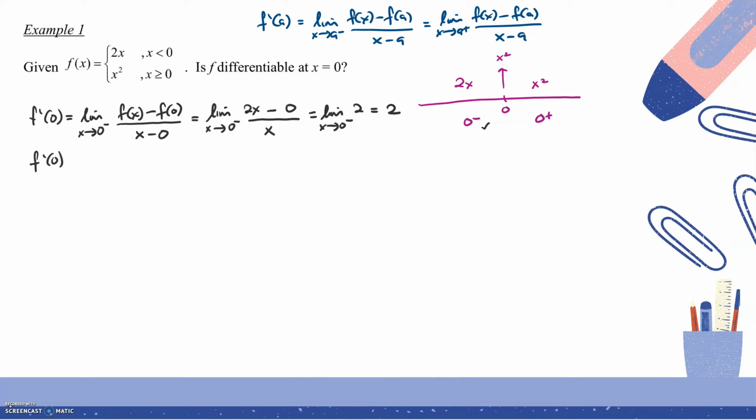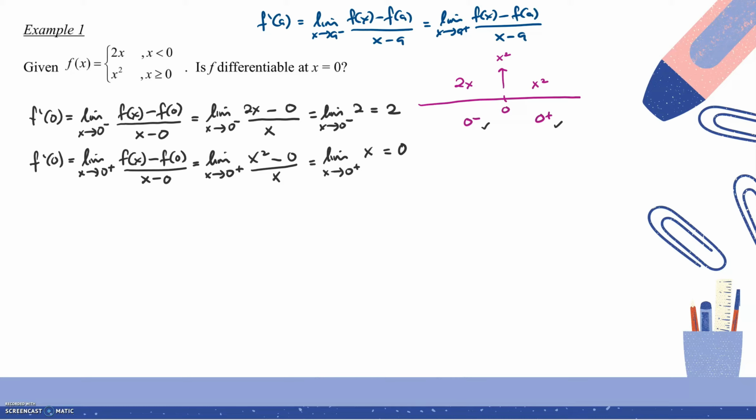Now let's find the limit as x approaches 0 from the right. So we have f(x) minus f(0) divided by x minus 0. So this will be equal to the limit as x approaches 0 from the right. The function f(x) for x greater than 0 is x squared. So we have here x squared minus f(0), which is 0, divided by x. So the limit as x approaches 0 from the right is equal to x. We get 0. So now 2 is not equal to 0. So the left-hand limit is not equal to the right-hand limit.